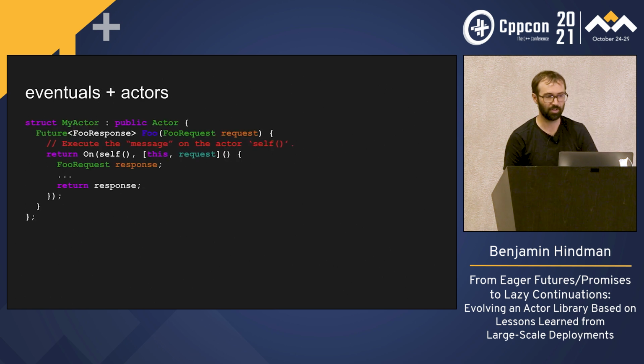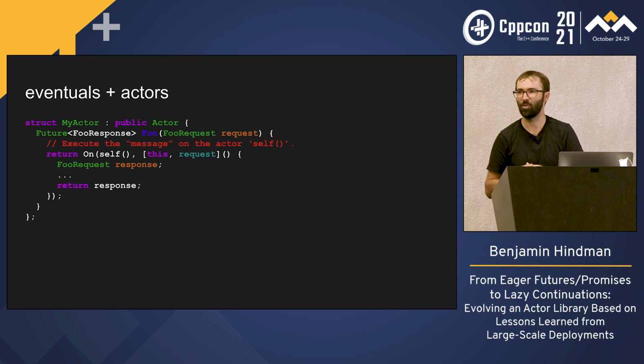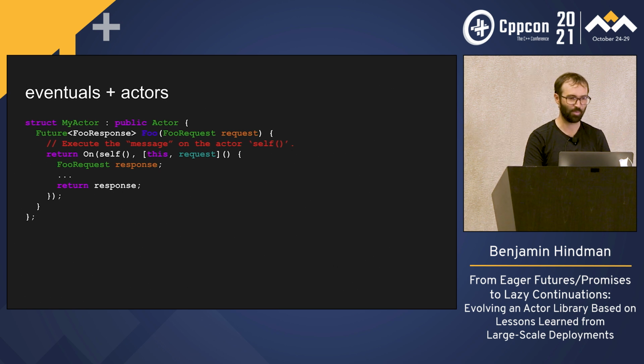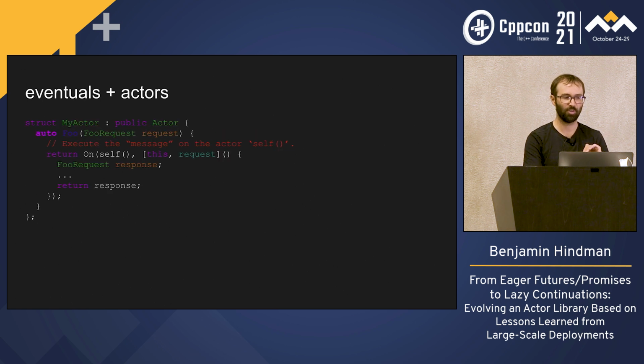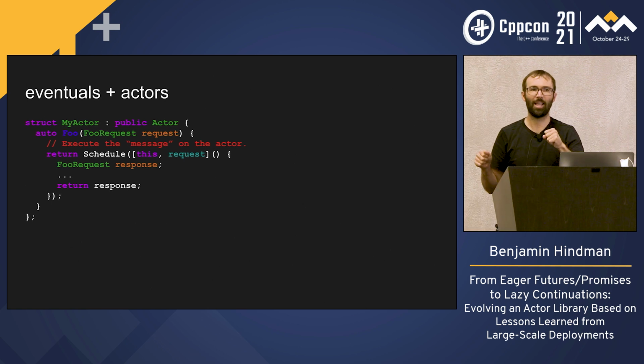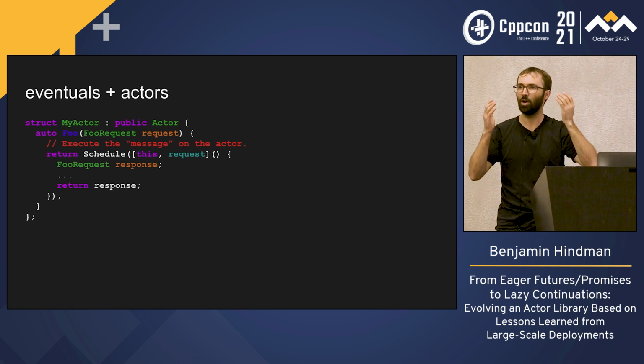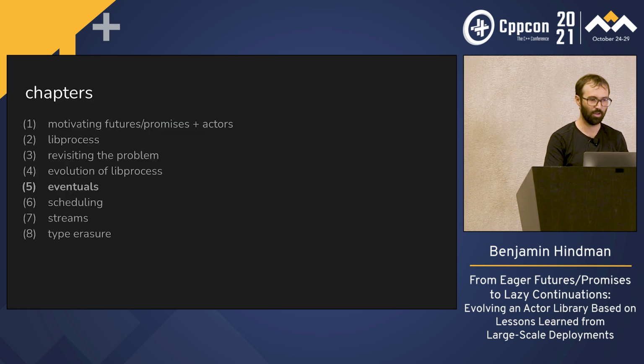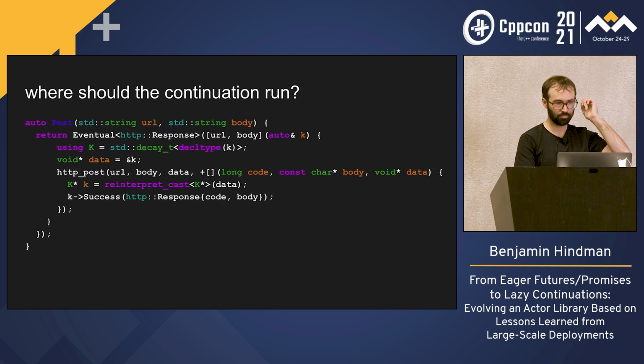Okay, so actors. Again, we did all this because we wanted to do actors. How did the actor part work? Well, what changes is, again, we replace the future with an eventual. And rather than doing an on-self, we actually have this function that we call schedule. The idea of schedule is it's basically returning an eventual that will ultimately schedule the execution of this lambda within that message queue, that mailbox that I talked about with the actors.